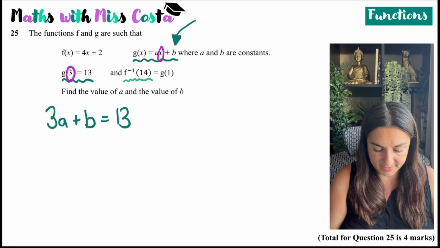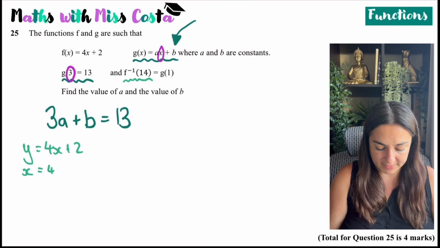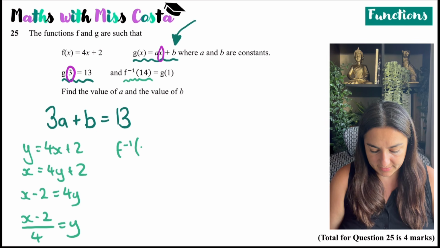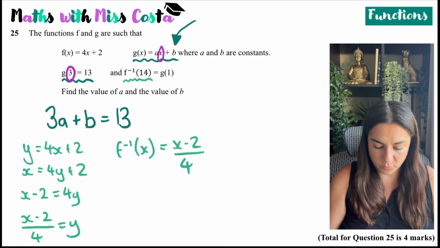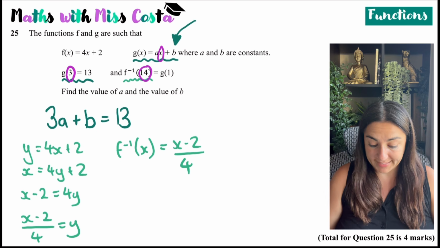So f of x is 4x plus 2. So y equals 4x plus 2. I'm going to switch it to work out what the inverse is. So x is 4y plus 2. Rearrange it. So x minus 2 is 4y. x minus 2 divided by 4 is y. So the inverse of that function is x minus 2 over 4. So when that is 14, that's equal to g of 1.